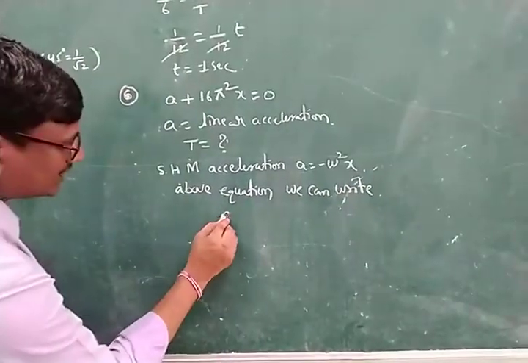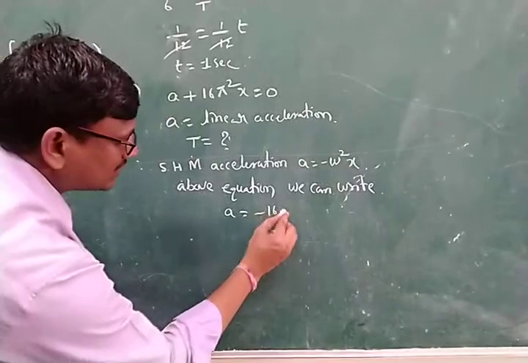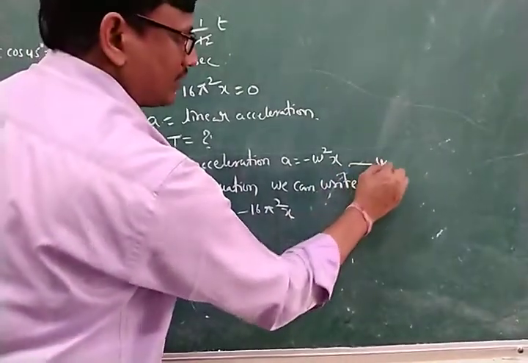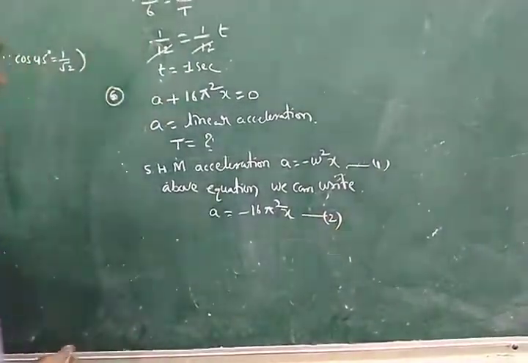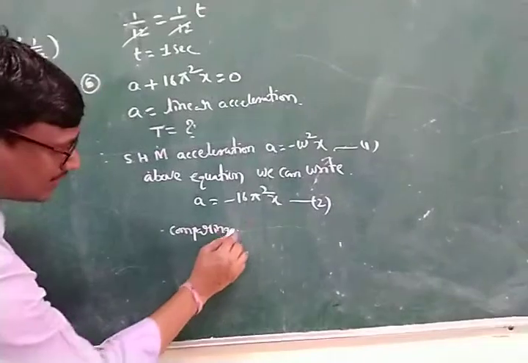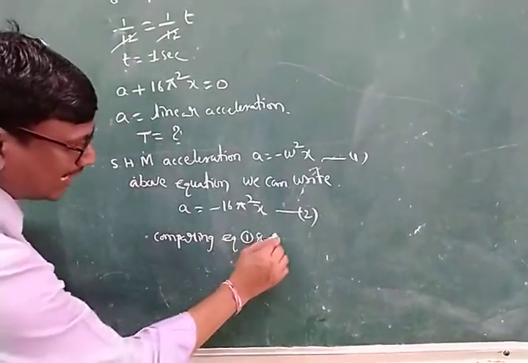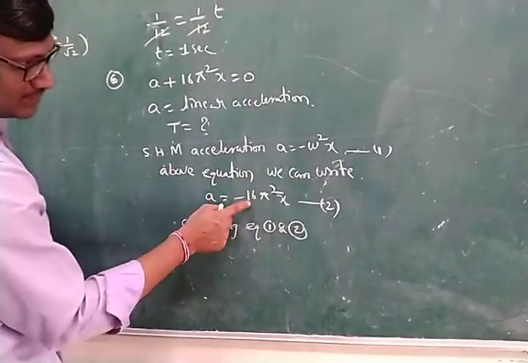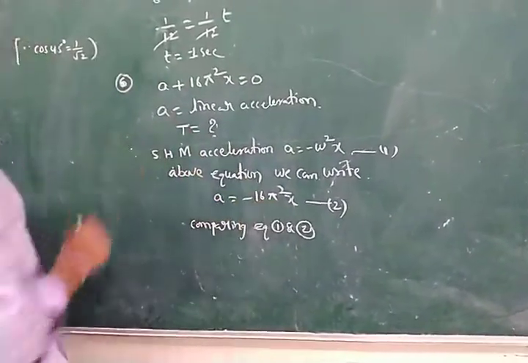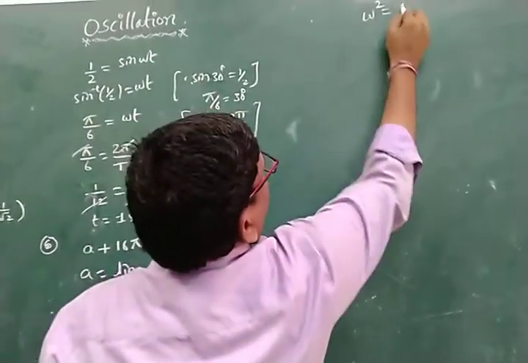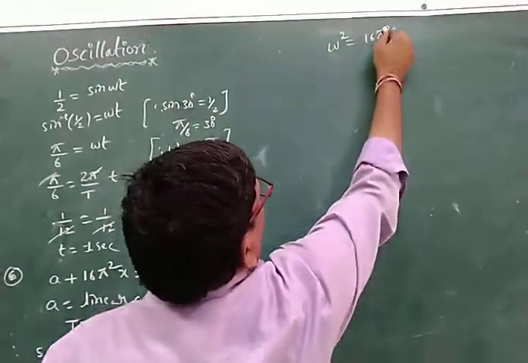So what we can write is that A is equal to minus 16 pi square into x. This is equation number 1. This is equation number 2. Comparing equations 1 and 2, observing here, omega is replaced by 16 pi. Right here, omega square is equal to 16 pi square.